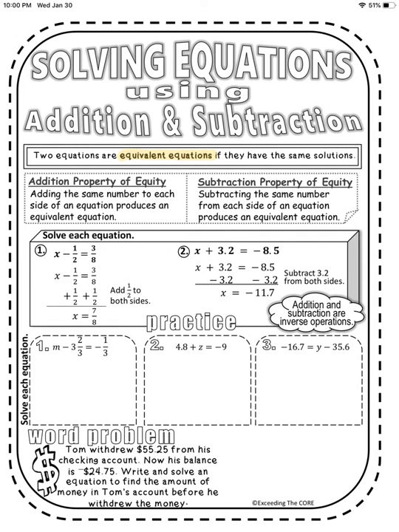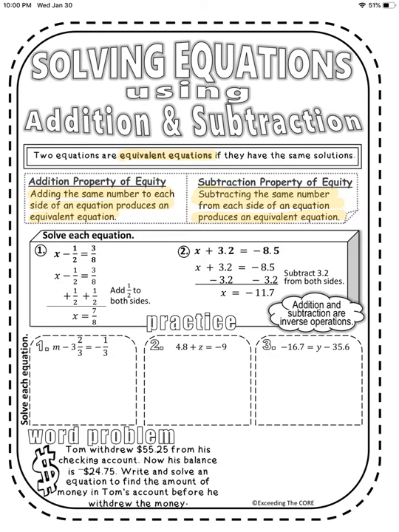We're going to use two important properties. We're going to use the addition property of equality. They call it equity here, which means adding the same number to each side of an equation produces an equivalent equation. So it's the addition property of equality, or equity, you can say. The subtraction property of equality states that subtracting the same number from each side of an equation produces an equivalent equation. Okay, so we're going to look at the first example.